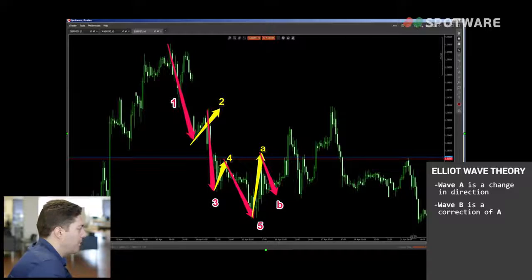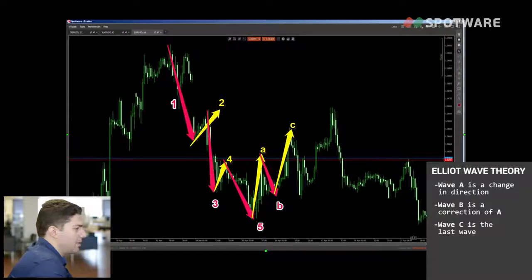We see here leg B, that is a retracement of leg A. The last wave, wave C, is typically the same size as wave A. That's why you can put your take profit after measuring the length of wave A. And the Fibonacci expansion tool is specifically used for this reason. It measures wave A and gives you a target for wave C.